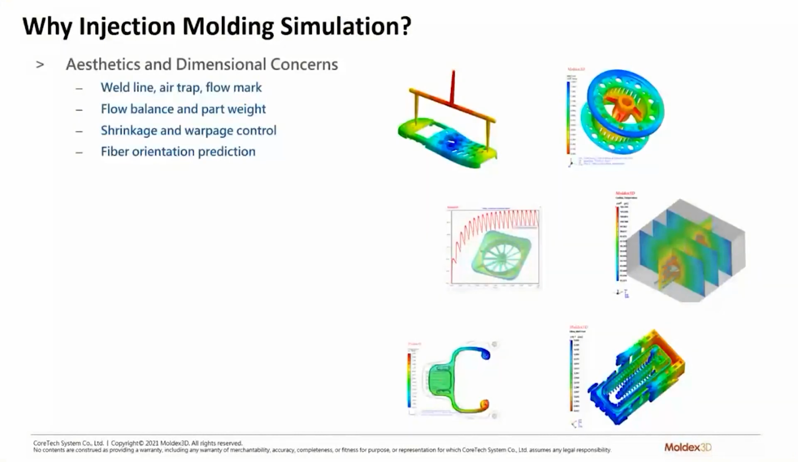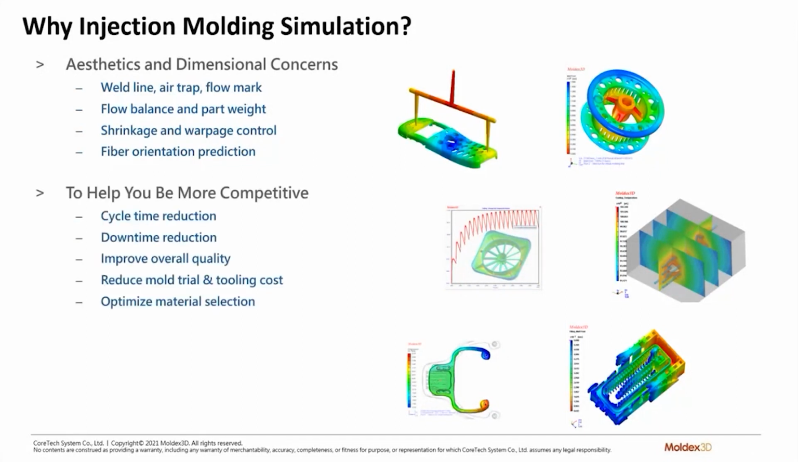Firstly, why simulation? There are a lot of issues that we want to evaluate, like weld lines, air traps, flow marks, flow balance. We want to make sure that our cavities are balanced, our shrinkage and warpage are under control, and we are meeting our dimensions. We want to predict the fiber orientation and get an insight before we start molding the parts or before we make the tool, to understand how the part is going to behave. So that's on the aesthetic side.